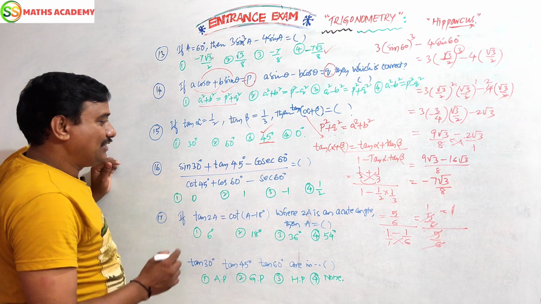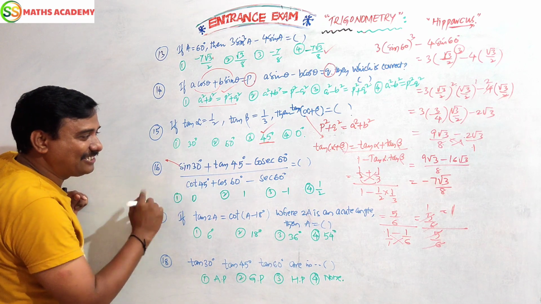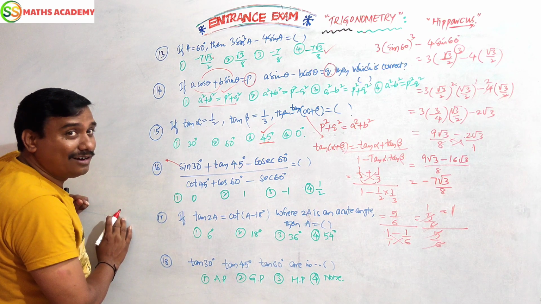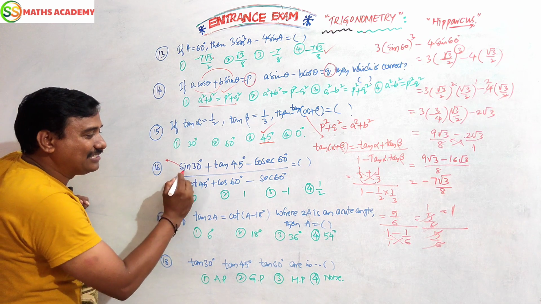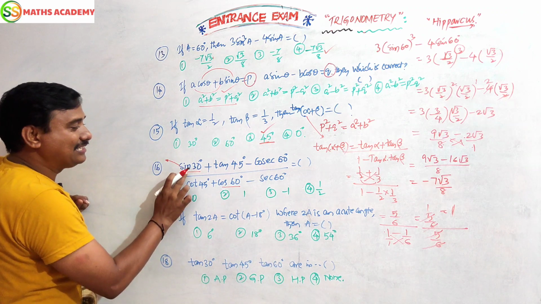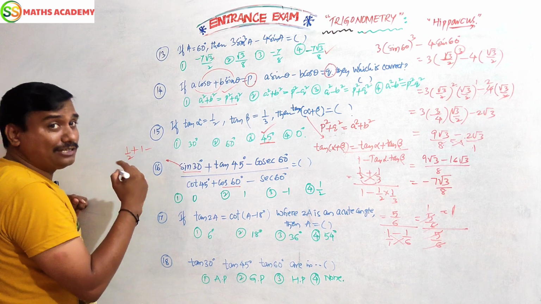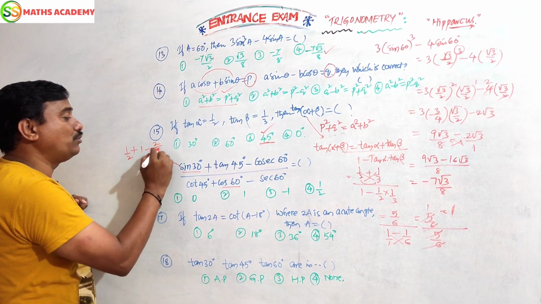Dear children, you have to observe. Sin 30: the answer is 1. I am telling you the correct answer. How do you know, sir? Simple. Sin 30 value and cos 60 value are the same. Before that, use this traditional method. Sin 30 is 1 by 2, tan 45 is 1, cosec 60 is nothing but the reciprocal of sin 60, which is 2 by root 3.